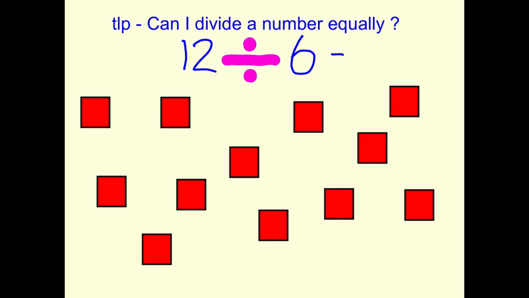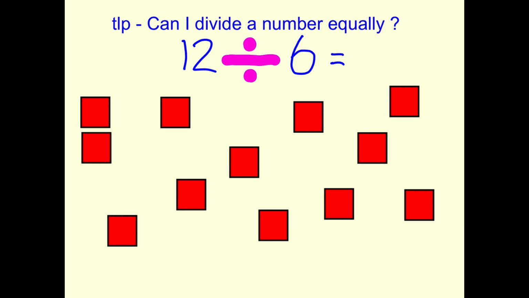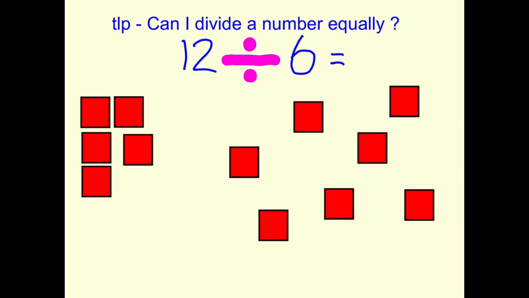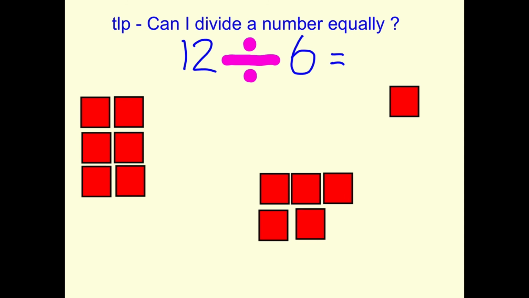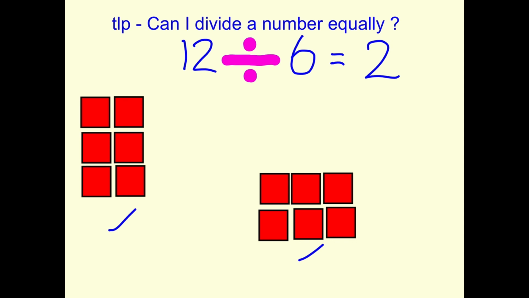So how many 6s are we going to make out of 12? So 1, 2, 3, 4, 5, 6. There's 1 6. Hopefully you've already guessed the answer. So how many 6s have I made out of my 12? I've got 1, 2. So 12 divided into 6s is 2 6s because the opposite of that is 6 times 2 equals 12. If the inverse works, then it means you've got your calculation right.